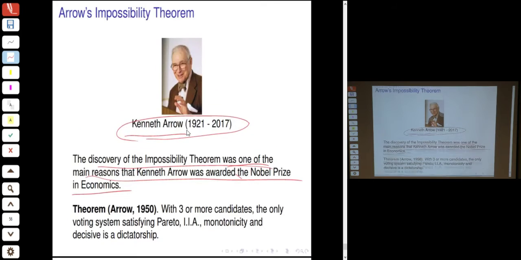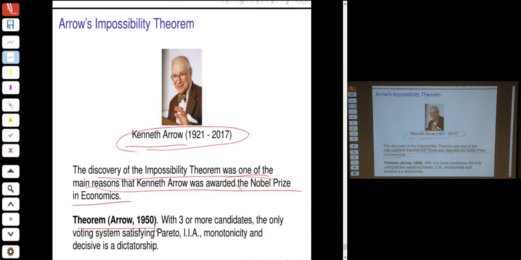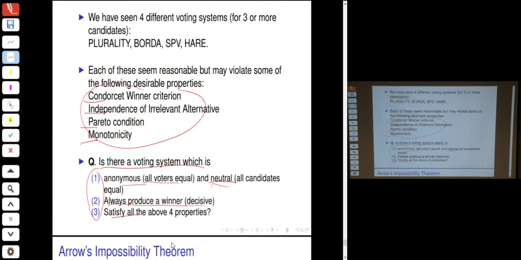So Arrow's theorem, which he proved in 1950, says the following: with 3 or more candidates, the only voting system which satisfies Pareto, IIA, monotonicity, and decisive is a dictatorship. So we wanted anonymous, neutral, decisive, and these conditions: monotonicity, Pareto, IIA, and Condorcet.